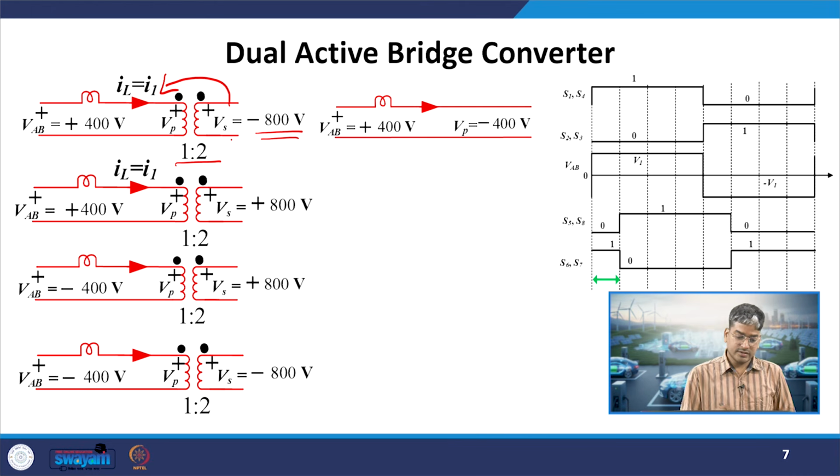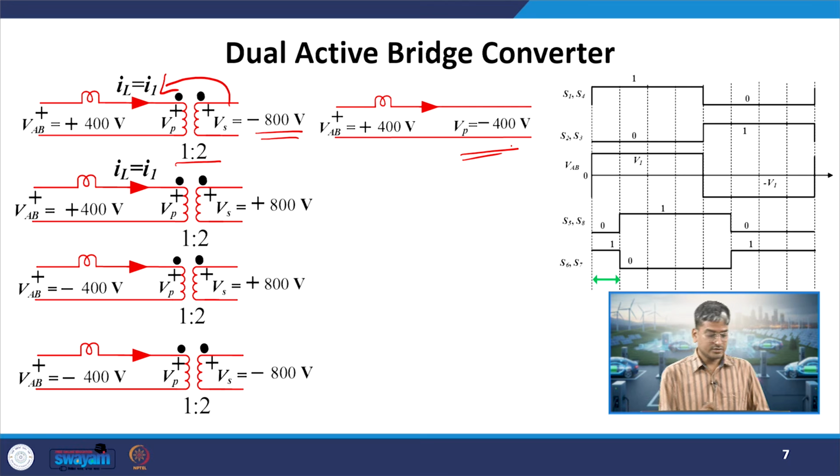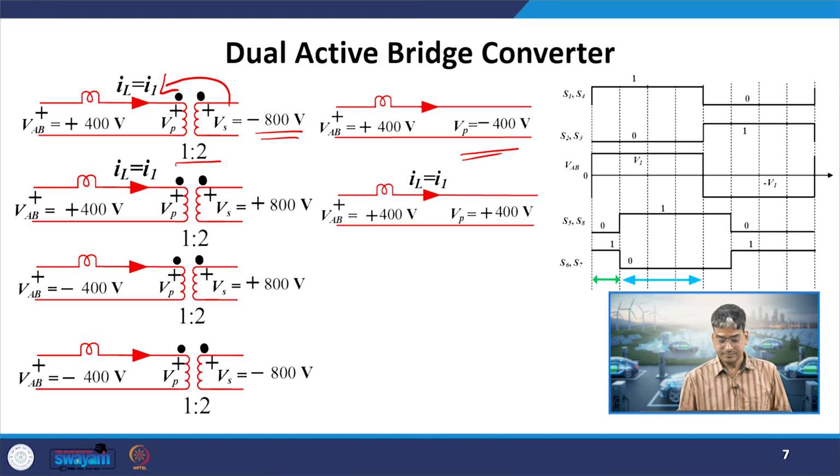So, in the first case, the dot is negative. So, the primary side dot will also be negative. So, Vp will become equal to minus 400, because 800 will be divided by 2 when I take it to the other side. Similarly, in the second case, plus 800 will be maintained as it is. So, the dot is positive, so the other dot will be positive. So, it will become plus 400.